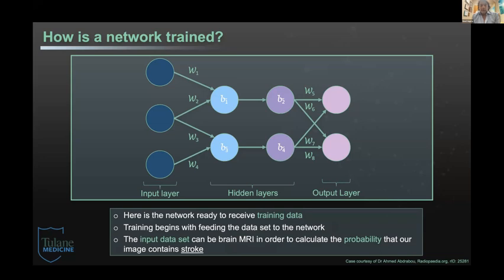Here the network is ready to receive training data. The training begins with feeding the data set to the network. So we have an axial DWI image of the brain demonstrating, obviously, an area of restricted diffusion, suggestive of an area of vascular insult. So we know 100% there's a vascular insult here. We want to see what the network will provide, what kind of information, what kind of output we'll get here.